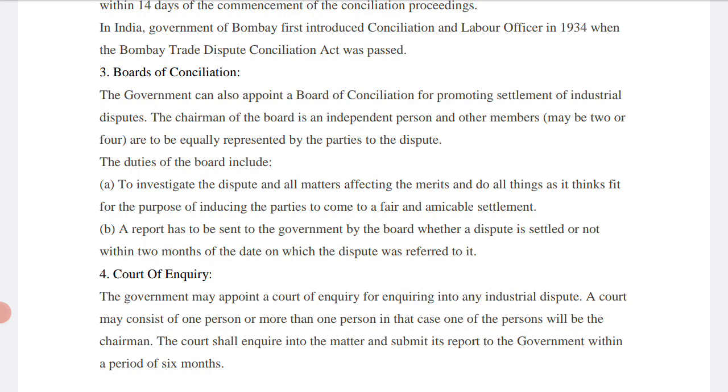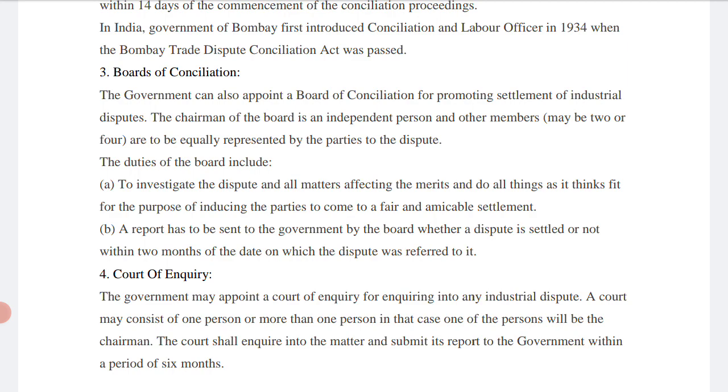Okay, then see the duties which this board is supposed to conduct. First one is to investigate the dispute and all matters affecting the merits and do all things as it thinks fit for the purpose of inducing the parties to come to a fair and amicable settlements.